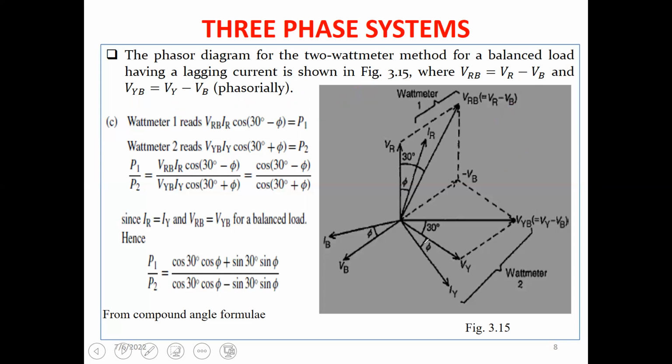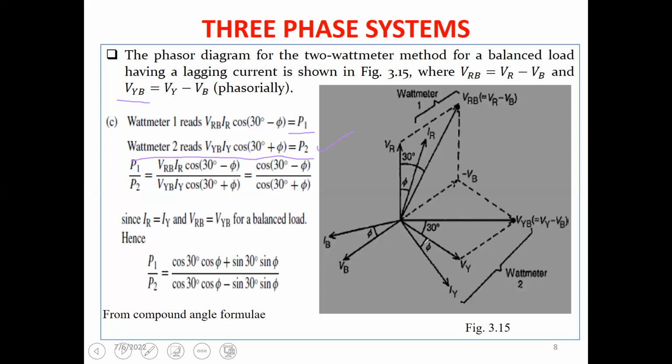So in wattmeter 1, using the Phasor diagram, VRB, that is the voltage across the red phase and the blue phase, multiplied by IR, that is the current in the red phase, multiplied by the cos of 30 degrees minus phi, will give us P1, power 1. The same happens to wattmeter 2. That was the voltage across the yellow phase and the blue phase, but in this case we add the cos of 30 degrees plus phi, giving us the power P2.